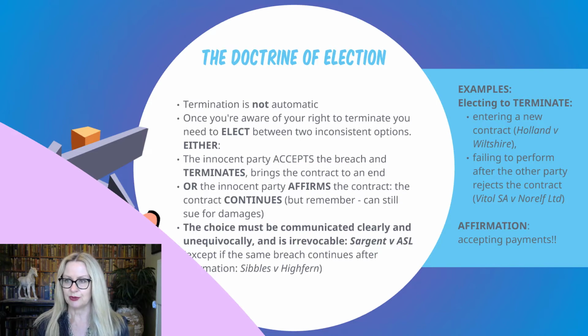when you elect to terminate or affirm. Some examples: clear instances of elections to terminate are things like in Holland and Wiltshire, where Mr. Wiltshire was selling some land to the Hollands defaulted, and after the Hollands defaulted, Wiltshire sold the land to somebody else. That's going to be a fairly clear message of an election to terminate. After the other party rejects the contract, we'll talk about that in just a moment, that's repudiation. After the other party rejects the contract, if the innocent party fails to perform, that can also be interpreted as an election to terminate. Have a look at Vital and North there.